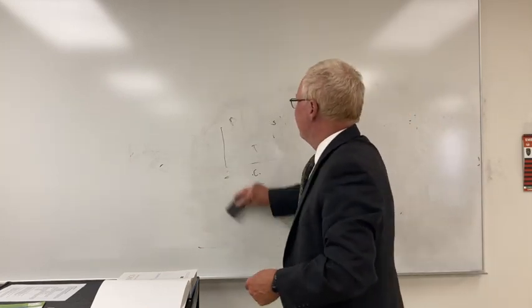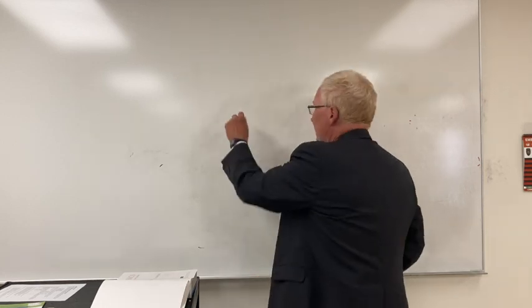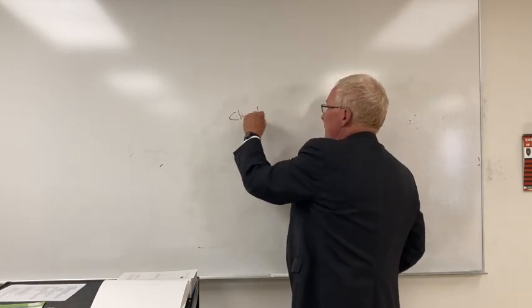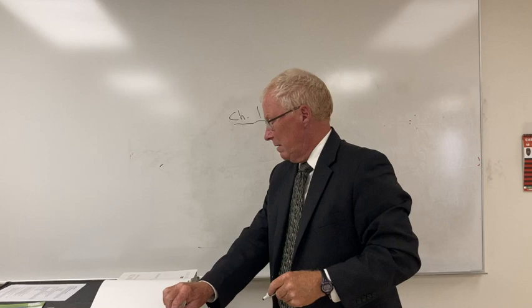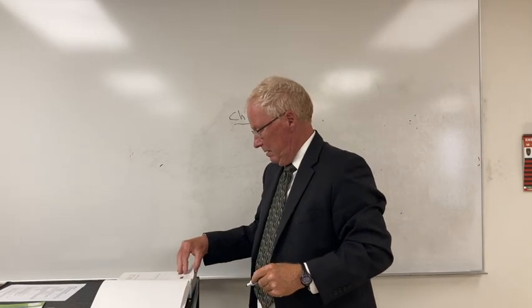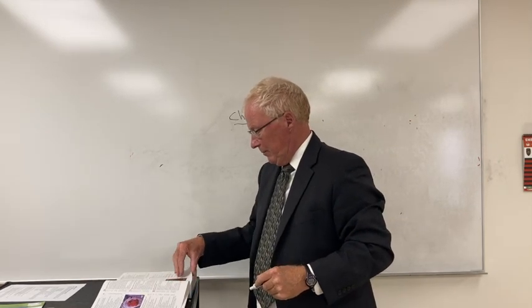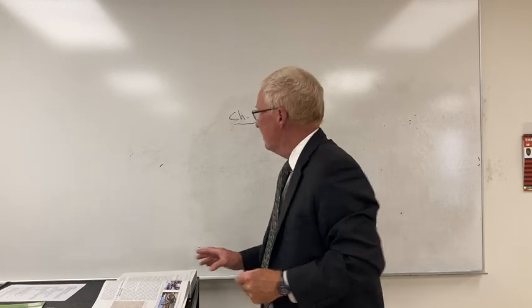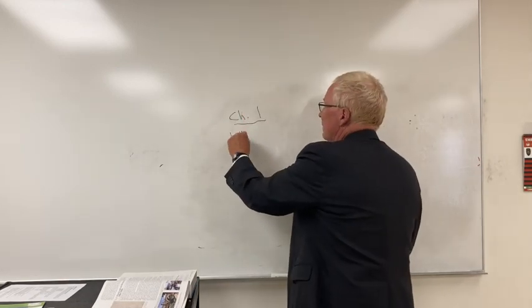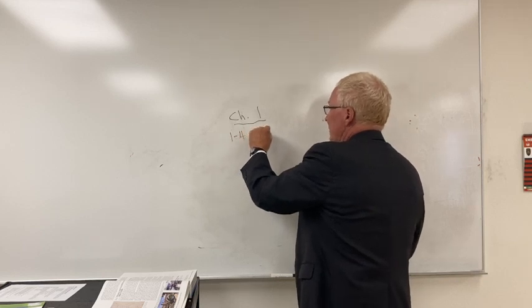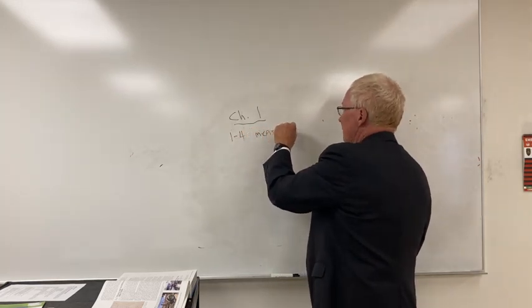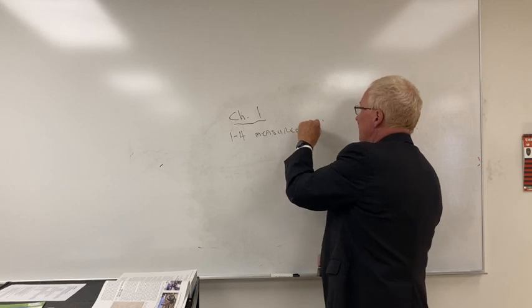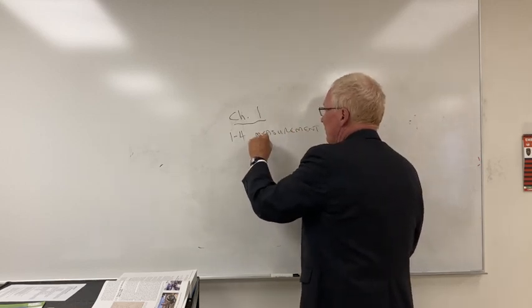So what is it going to be on? On chapter 1, not a whole lot there. For chapter 1, just section 1.4, measurement and uncertainty.